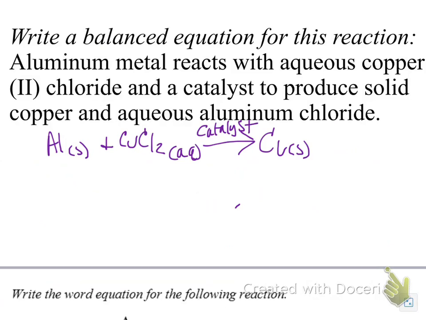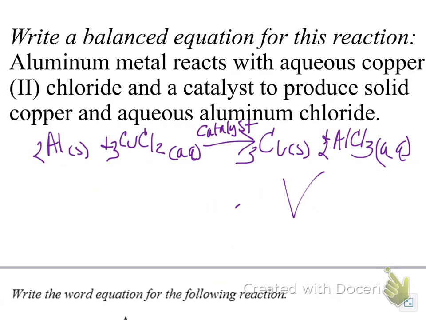And when we do that, we make copper solid and aqueous aluminum chloride. So aluminum chloride is going to be AlCl3. And that should be labeled as aqueous, which I forgot to do when I wrote this, but this should be aq. And then I go back and I balance it, and when I'm done, I can say voila.